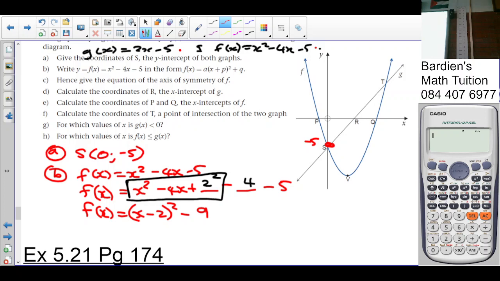Okay. So what are the coordinates of V? I don't think they asked you this here, but what are the coordinates of V? You can take it from here. It's going to be 2 and negative 9.